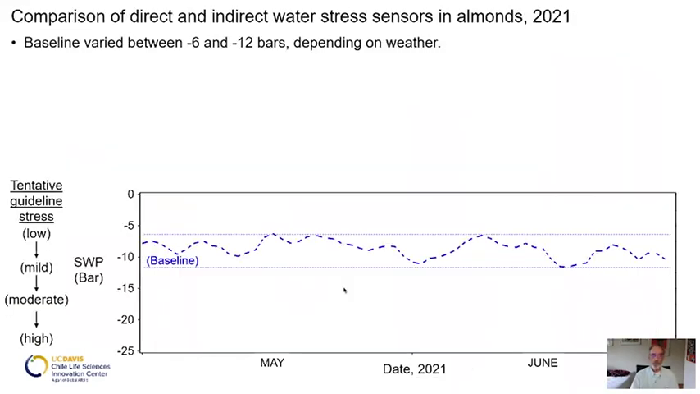Okay, so for this period of time, May to June, as you see in the graph down there, the baseline varied between about 6 and 12 bars, depending on the weather. So this is what you would expect for the stem water potential of an almond tree, even if it was at full field capacity, in saturated, wet soil conditions.